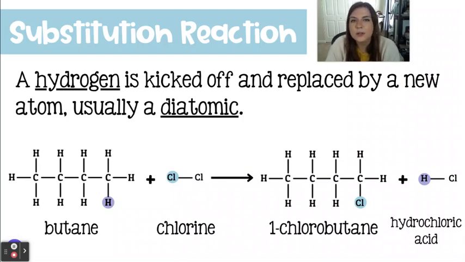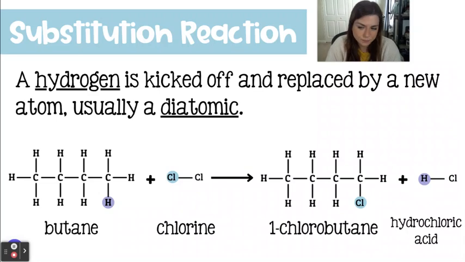In this case, you are going to have some type of alkane, so a single bonded carbon chain, and a hydrogen is going to be kicked off, and some other atom is going to replace it. Typically, that is going to be a halogen. It's not always a halogen. It could be any number of molecules, but for the purposes of high school chemistry, oftentimes you will see it as a halogen.